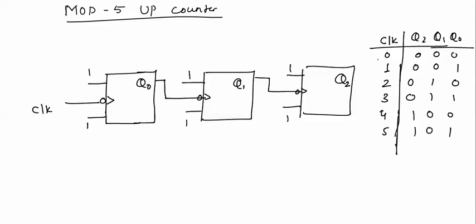Now we have this as first count 0 0 0, this as second count, this as third count, this as fourth count, this as fifth count. Total 5 counts are completed. For mod 5 counter this is not a valid count. If this count comes it must be resetted.